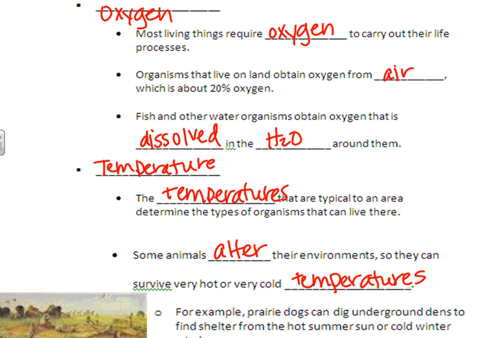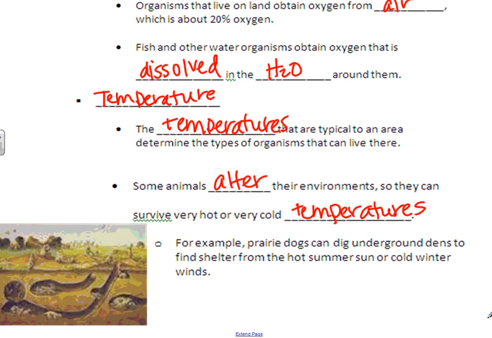So for example, if you look over on our picture here, the prairie dogs can dig underground dens to find shelter from the hot summer sun, because on the prairie, there's not enough water for trees to grow. And that means if there's not enough rain for trees to grow, there's not going to be any shade. And so it's going to be very hot during the summertime. And so the prairie dogs need to be able to survive that heat, and they have adapted behaviorally and started to dig these underground dens to protect themselves from the hot summer sun.